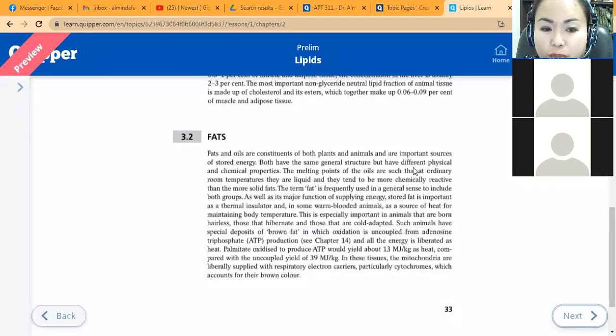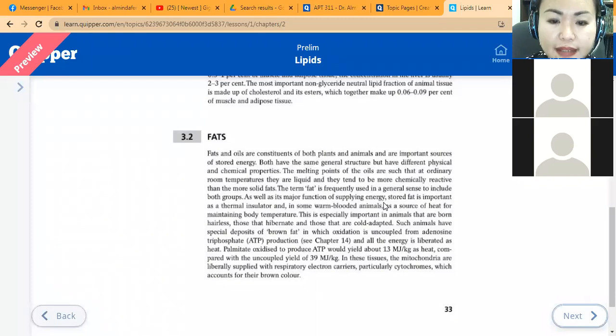So fats are both present in animals and, of course, plants. And they have the same general structure, but different physical and chemical properties, of course. So meron din silang one characteristic ng fats ay yung kanilang melting points. So how many degrees ba ang melting point ng fat? Kasi ang tubig, di ba, 100 degrees Celsius. So madali lang, mas konti lang talaga ang fats, di ba?